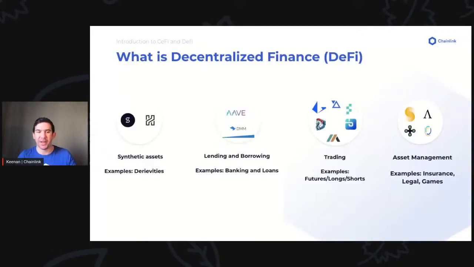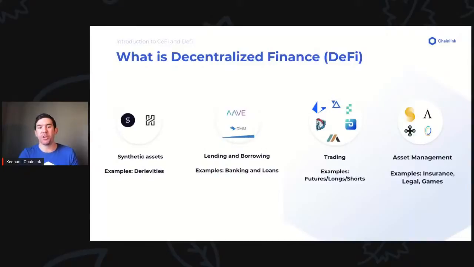So you have things like synthetic assets. You can think of this as, how do I get the price of gold onto a smart contract so that futures traders can trade on the price of gold in these real world assets. You can think of it as lending and borrowing. Aave is a great example of this, where you can put up a little bit of collateral and then be able to take a loan off of that collateral.